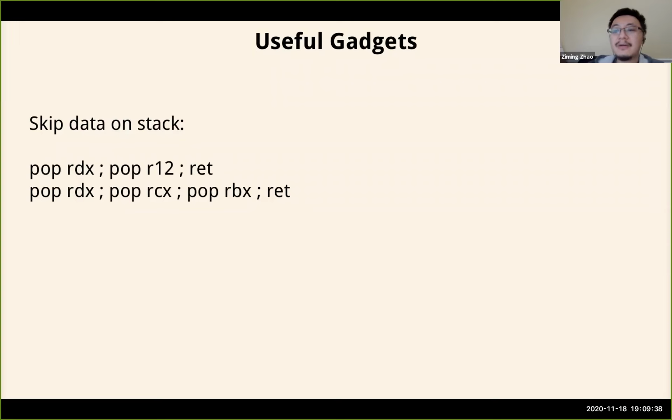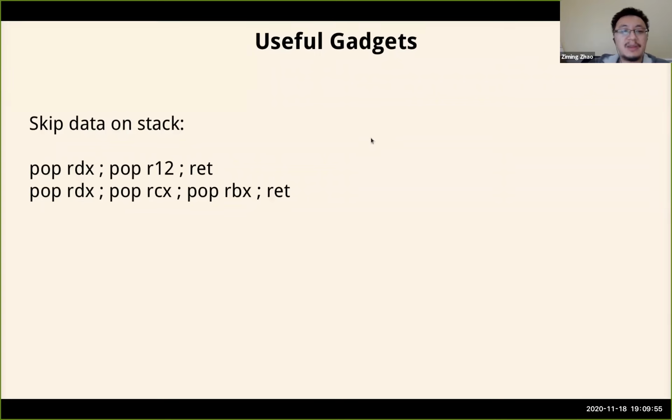right? However, a NOP gadget is just a return, and you can find so many of those because at the end of each function, there is guaranteed to have a return, right? And that is a NOP. So NOP return is basically the same as a return.